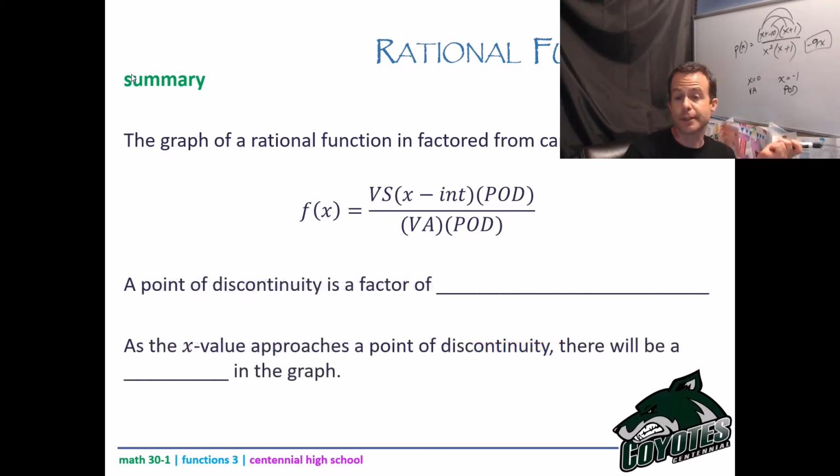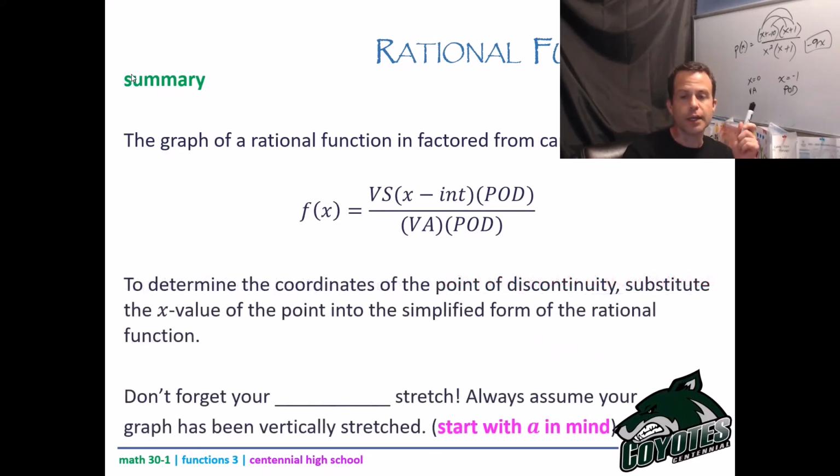A point of discontinuity is a factor of both numerator and denominator. As the x value approaches a point of discontinuity, there will be a hole in the graph. Okay, that's what a point of discontinuity is. Okay, to determine the coordinates of the point of discontinuity, substitute the x value of the point into the simplified form of the rational function.